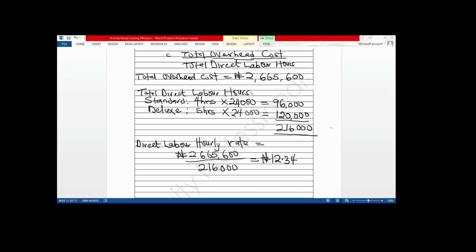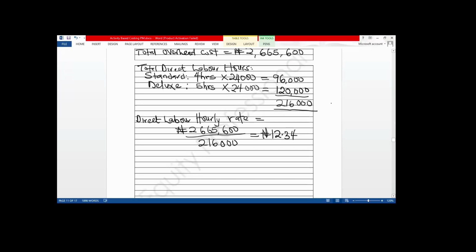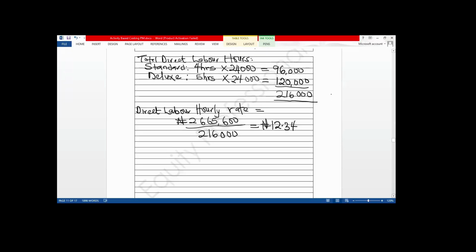Thank you, Alexia. You are done with requirements A or requirements 1. We move straight to requirements B. Let us check requirement B.